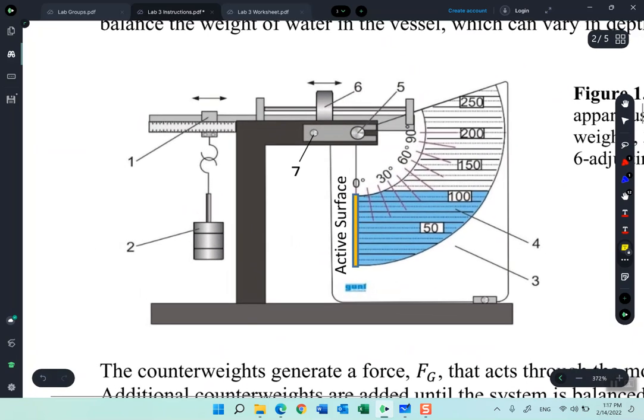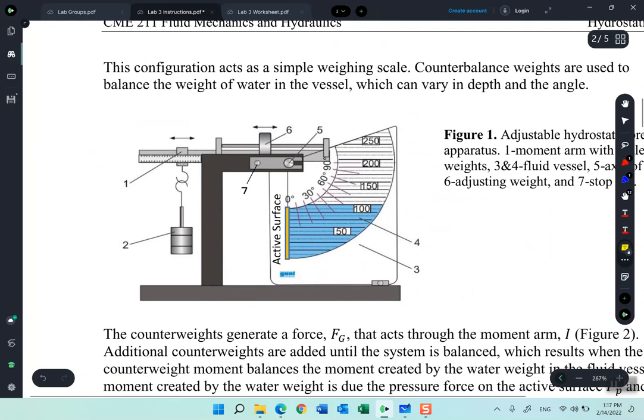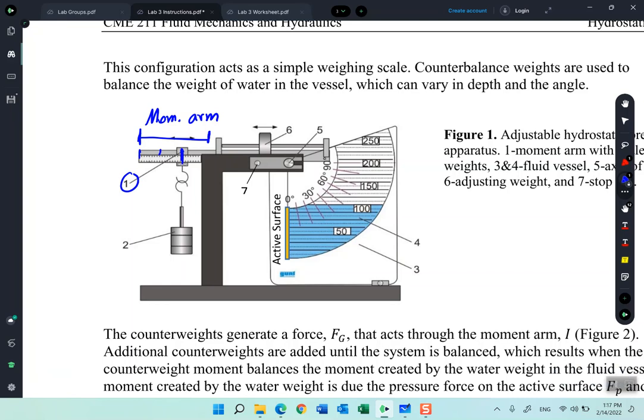Great, so this is the equipment, and it has maybe four or five main components. The first, which is shown as one here, is something called the moment arm. You can adjust this handle wherever you want. You can put it in this location, you can do whatever you want. The second component is the weights. I can attach weights to this equipment. The third and fourth points here are the water vessel itself, which you can add water in.